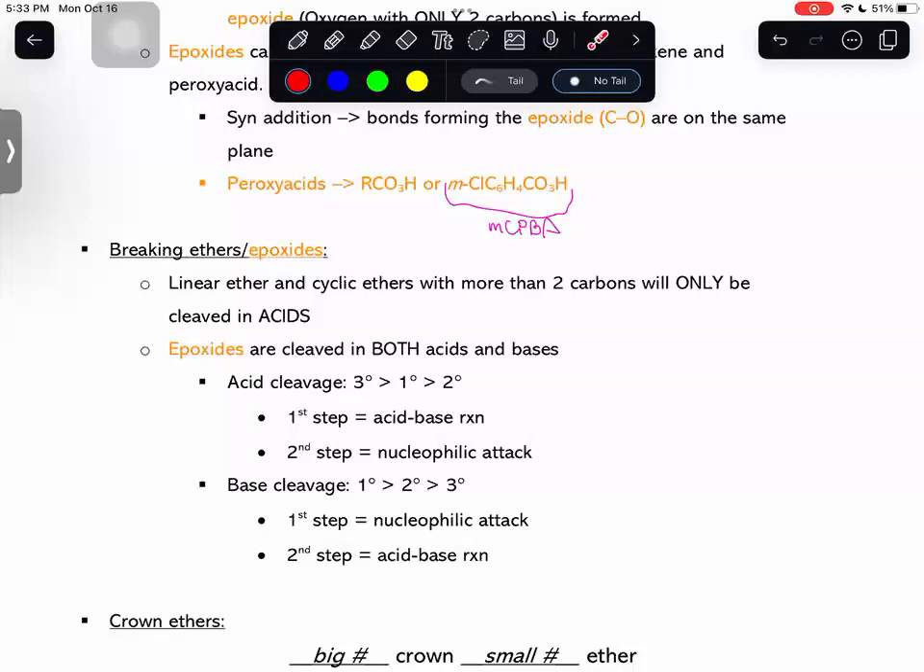Triangle, yes. Triangle reacts with acids and bases. Something more than just a triangle, just acids. What do you mean? If it's a square, then it just reacts with acids. That's still an epoxide. We still have the triangle.